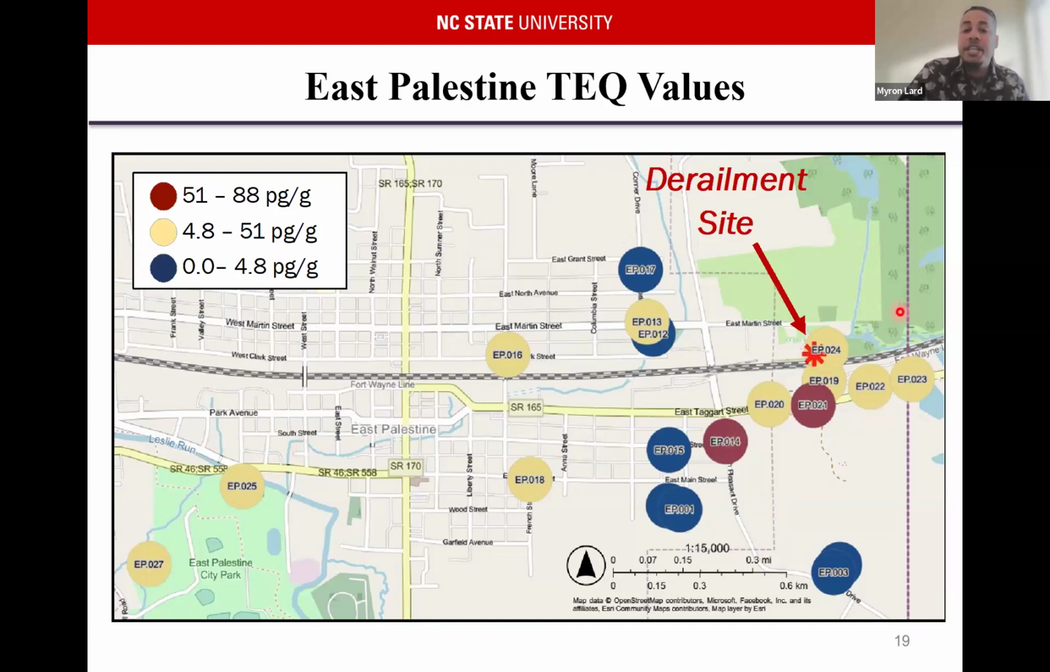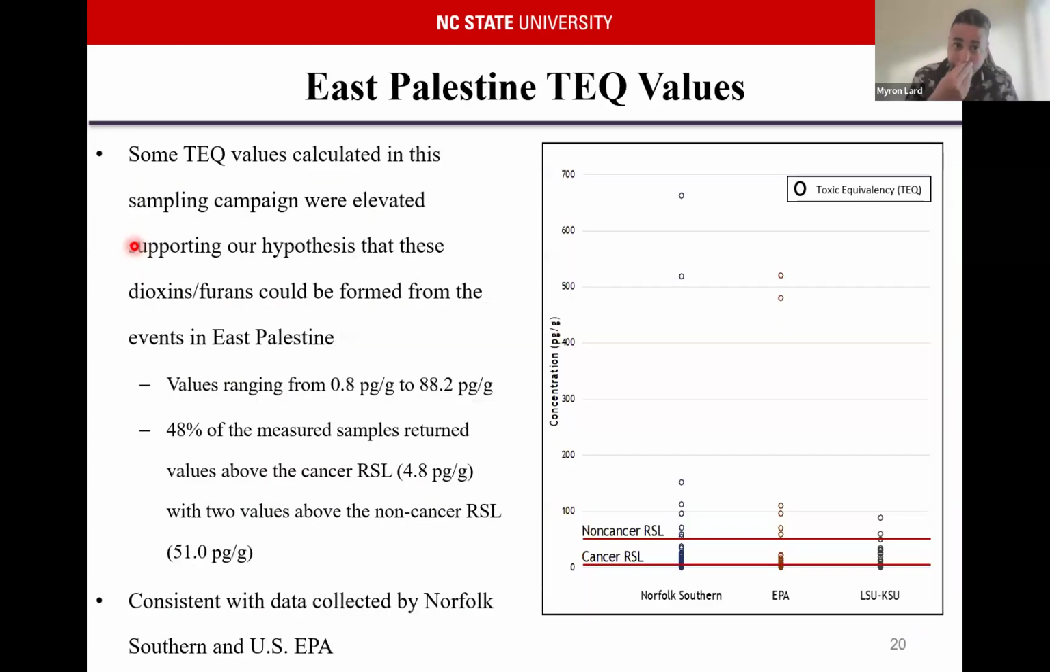As you can see, all of our values inside the restricted area returned above the cancer regional screening level, indicating that there is a sufficient risk over 30 years. When we compare our LSU sampling set to the values collected by EPA and Norfolk Southern, we see a similar spread. Our values above the cancer regional screening level and non-cancer regional screening levels are consistent with the values measured by Norfolk Southern and EPA. In our data set, we had values ranging from 0.8 picograms per gram, which is well below the non-cancer threshold or the cancer threshold, and we also had values up to 88.2, which is well above the non-cancer threshold.